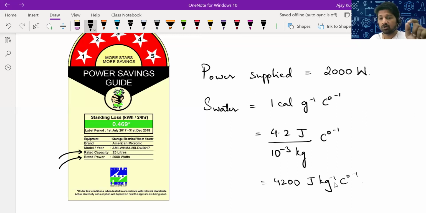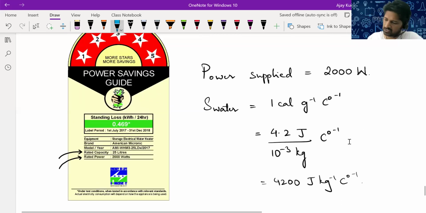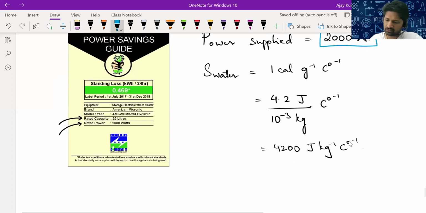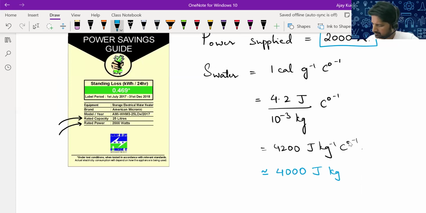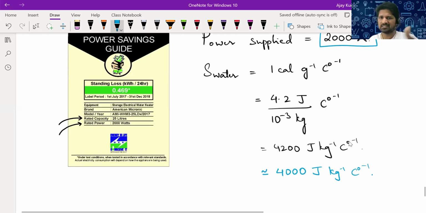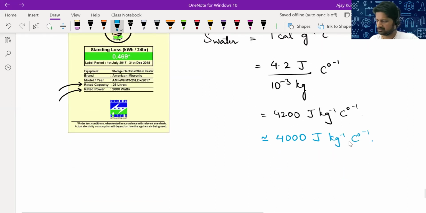And remember, water has one of the highest specific heats of all the natural materials that we find. There is a practical application also of this. So note down these values. The power supplied to water is 2000 watts, meaning heat is supplied at that rate. Specific heat of water 4200, let us approximate it to 4000 just for convenience in calculation, joule per kg per Celsius degree. So you know the rate at which heat is supplied and you know how much heat is needed to raise the temperature of 1 kg of water by 1 Celsius degree.